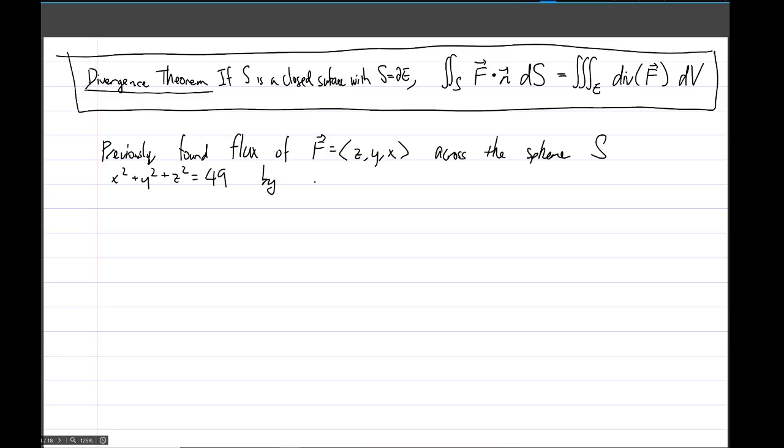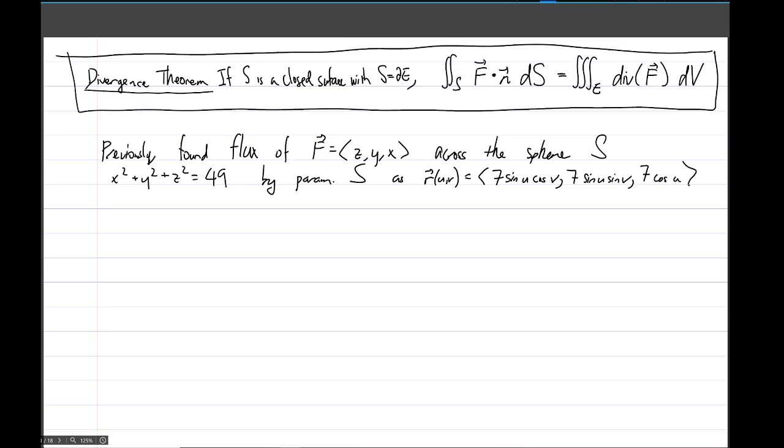And just to remind you, we did this by parametrizing the surface S as r of u, v equals, and we did this inspired by spherical coordinates. Rho would just be fixed to be 7, because it's going to be the radius of the sphere. So it was 7 sine of u cosine of v. U played the role of the phi coordinate from spherical, and v played the role of the theta coordinate. Then 7 sine of u sine of v, 7 cosine of u.